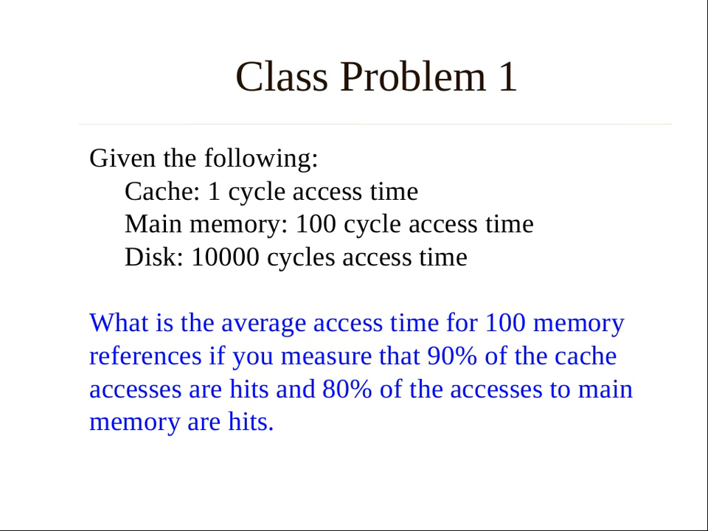But how long does this take? 100. Right? So that's 100 cycles. The cache only takes 1. I didn't write it there because when you multiply it by 1, who cares? Okay, and then what's left over? 2. Well, the 20% of the 80% of the 10%, 0.02, right? So 0.02 times 100 times, what is that, 10,000?